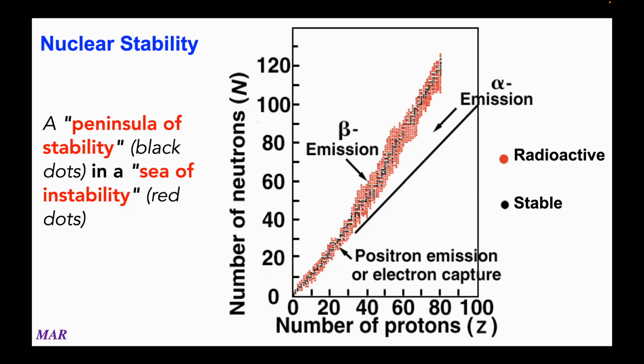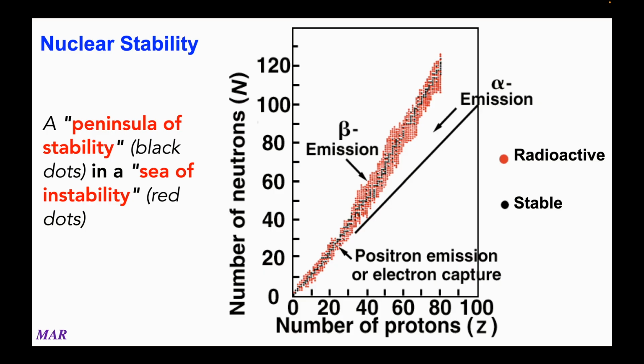All of the black dots are considered to be stable nuclei, and so those nuclei aren't going to decompose. They're very stable. There's been no evidence that they break down, anything like that. However, on both sides of the stable nuclei, there are several red dots, which represent unstable and radioactive elements, and those will break down through different kinds of processes.